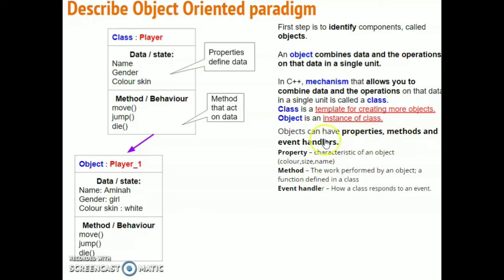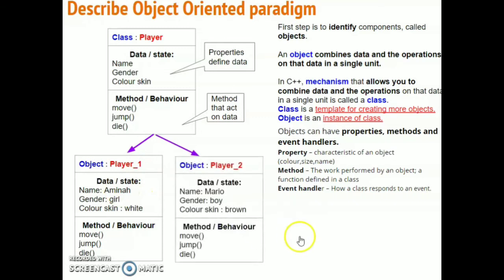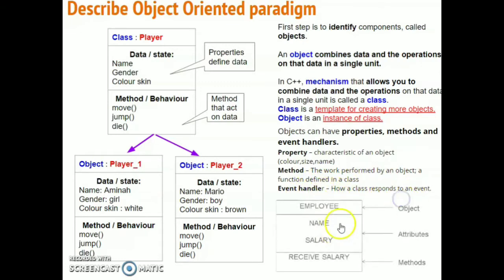An object can have properties, methods, and event handlers also. We have specific data and methods on player 1. Then you can create more objects, which is player 2. Data: name Mario, gender boy, color scheme brown, more specific to that object. A method is the work performed by an object, the function defined in the class, while an event handler is how a class responds to an event.